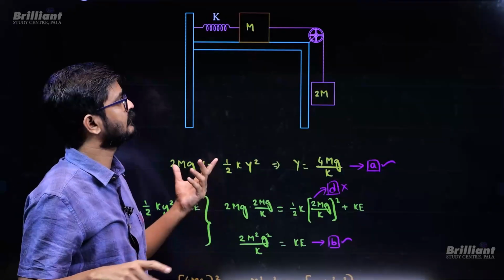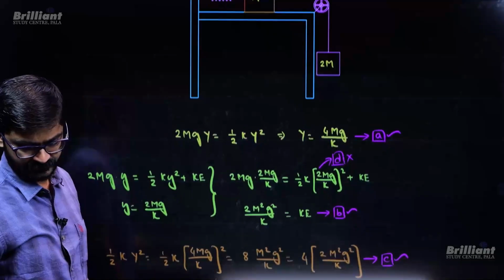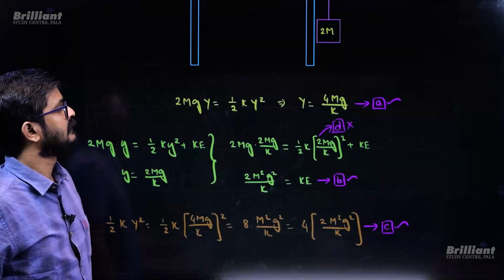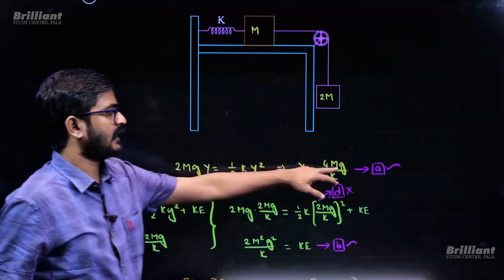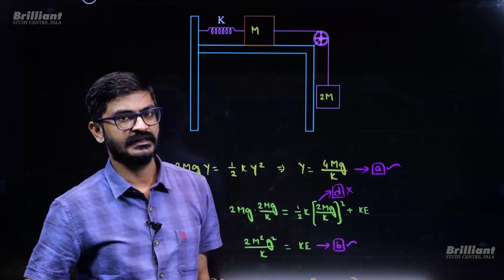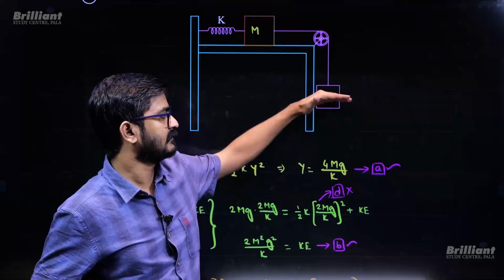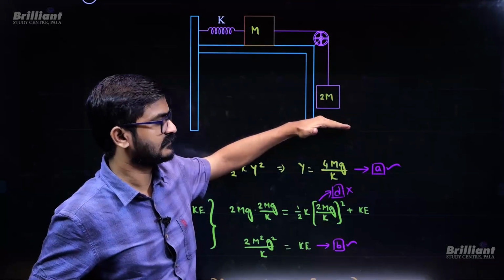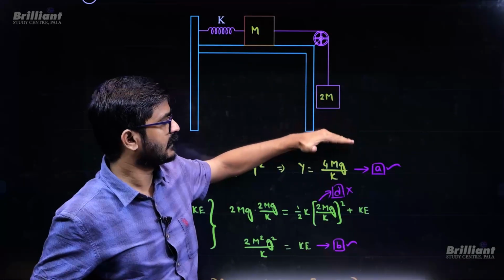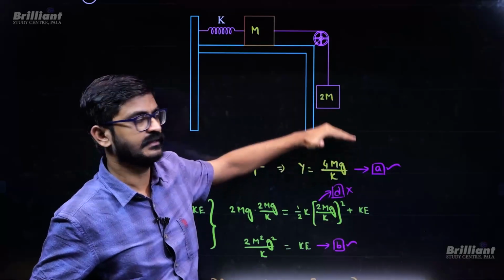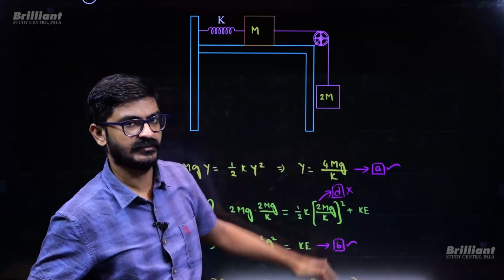So y equals 2mg by k. So at equilibrium position, it will be only half of this displacement. I mean, if you have a basic idea of SHM, you will understand that it will be oscillating like this. 2mg by k will be the equilibrium position. So 2mg by k, 2mg by k. Amplitude will be 2mg by k, and the extreme position will be at 4mg by k from here.